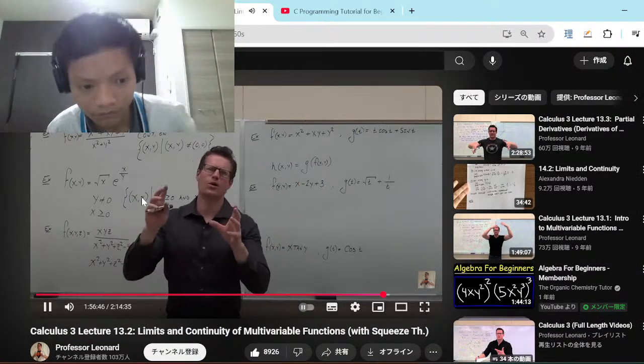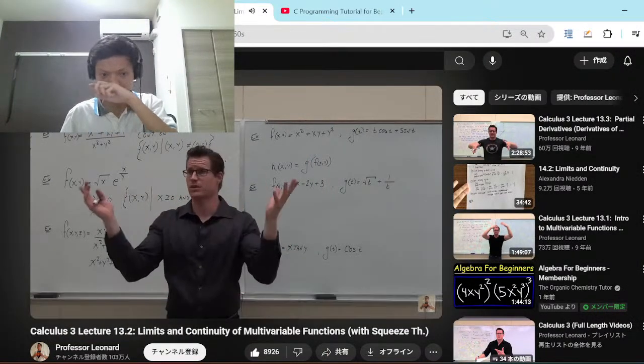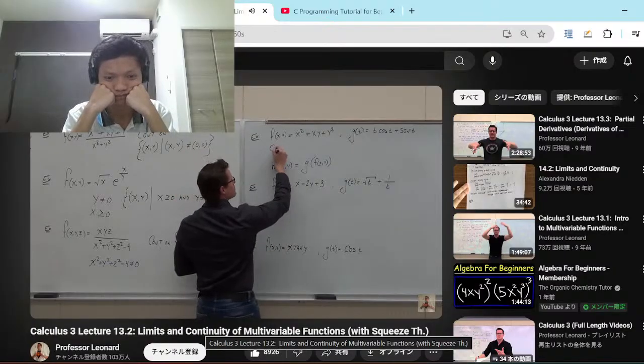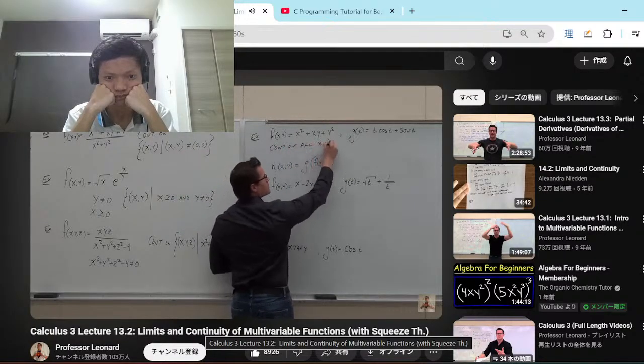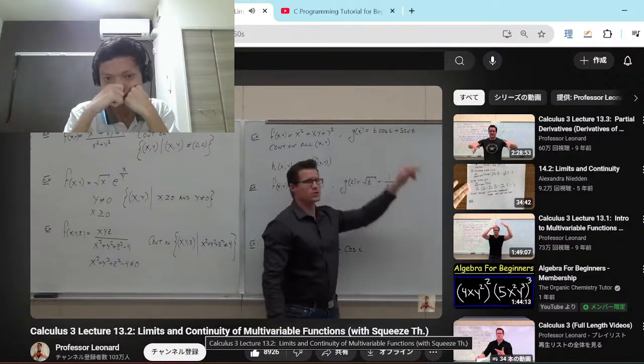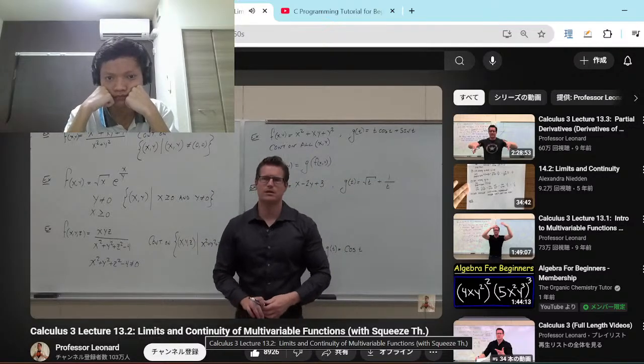Great. Why? But I don't want to say all real numbers, all ordered pairs. That's a better way to say it because these are ordered pairs. So this is continuous on all ordered pairs. True or false? This is continuous on all t. Yes or no? Okay, what's it not continuous at?